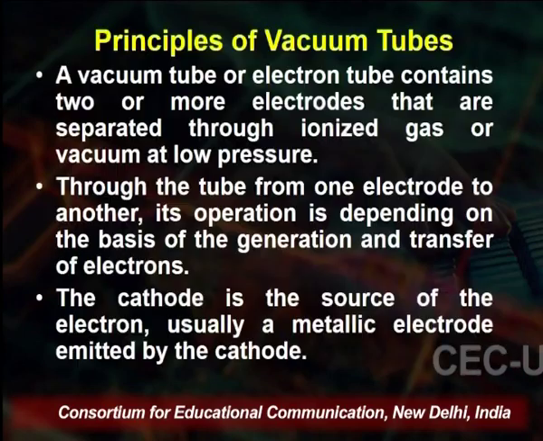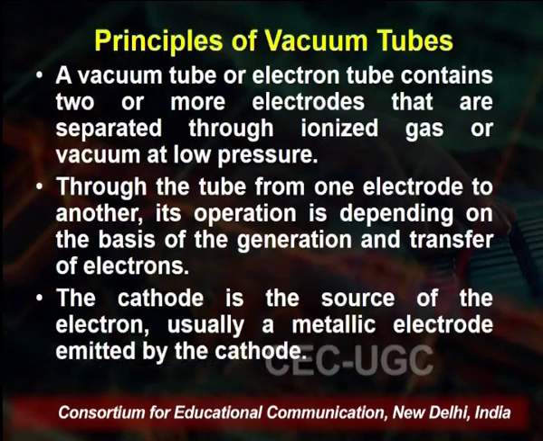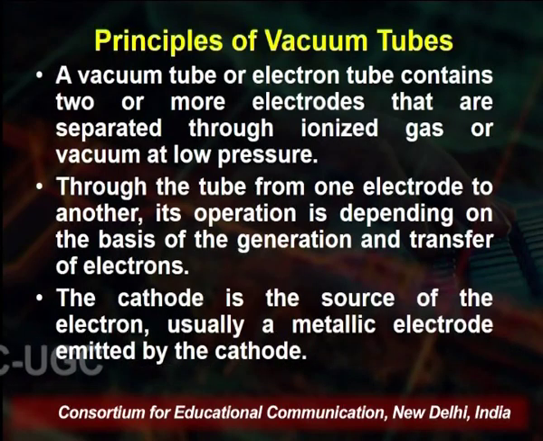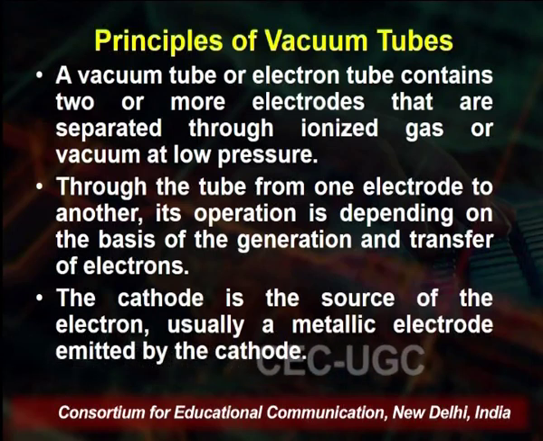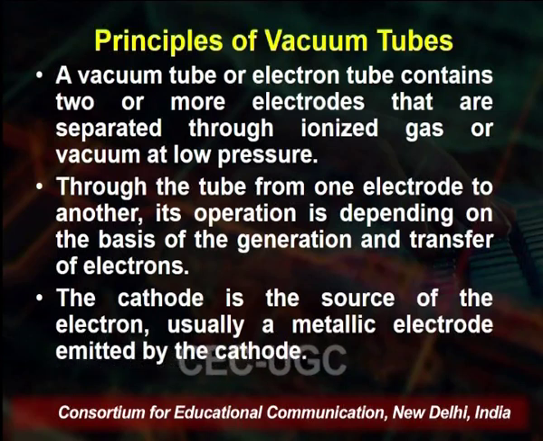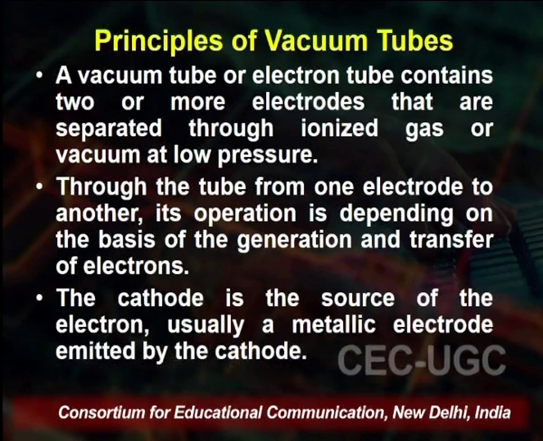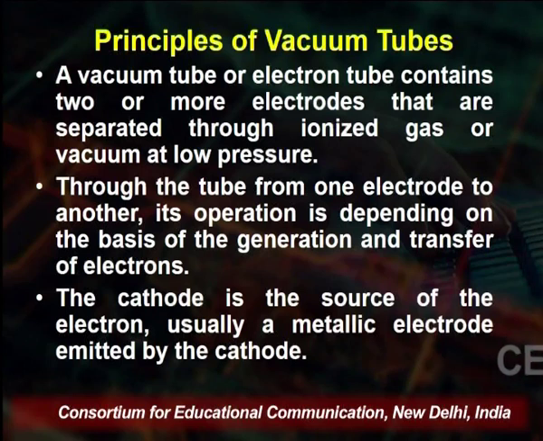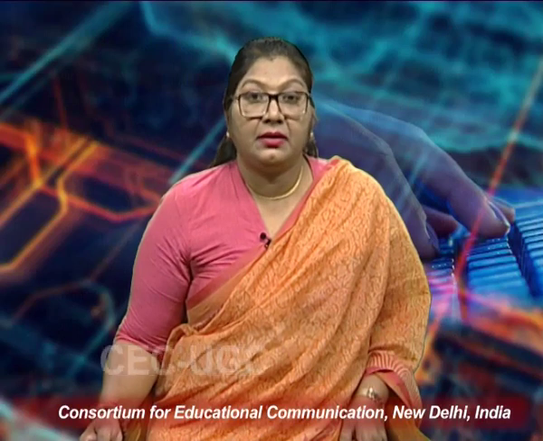What is the principle behind the vacuum tube? The vacuum tube, or electron tube, contains two or more electrodes, as we discussed earlier, that are separated by ionized gas or a vacuum at low pressure. Through the tube, from one electrode to another, its operation depends on the basic generation and transfer of electrons from one electrode to another.